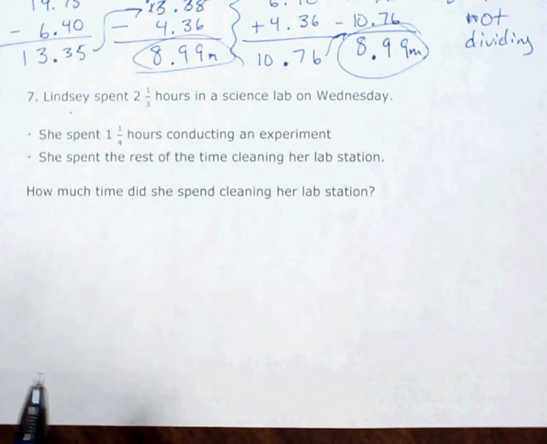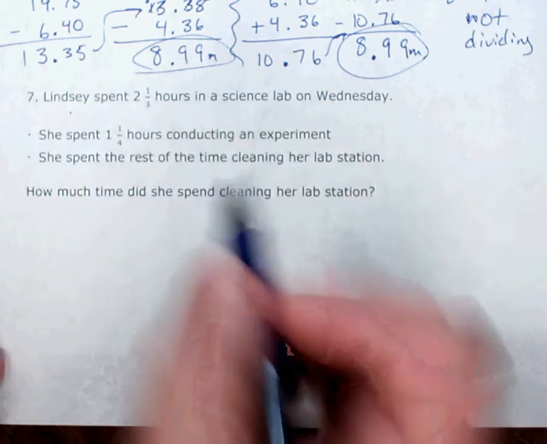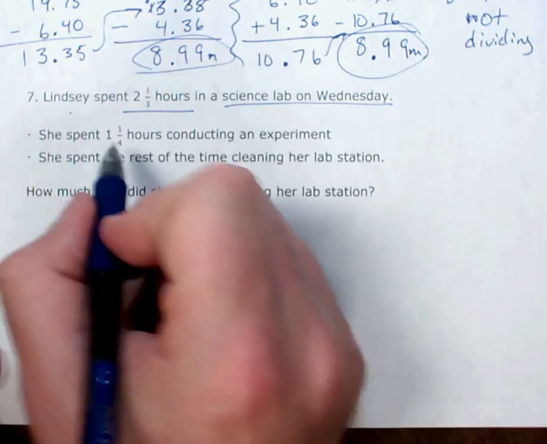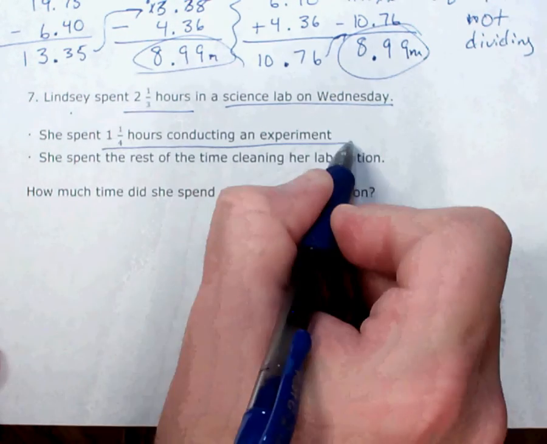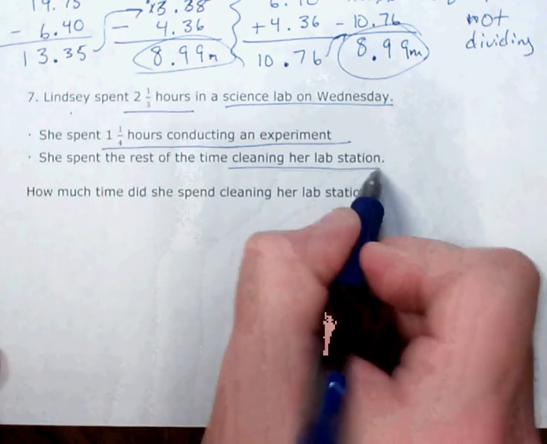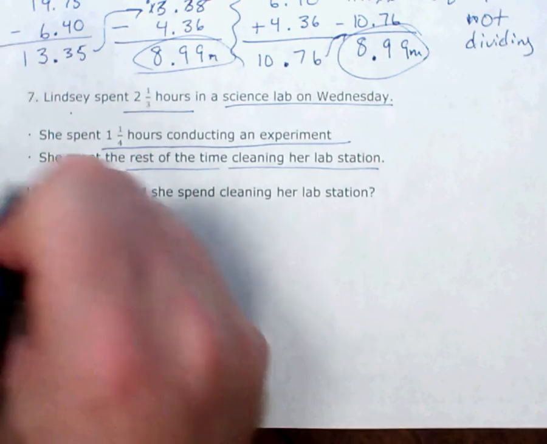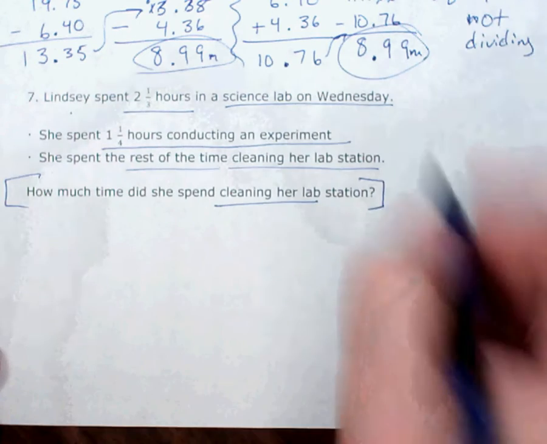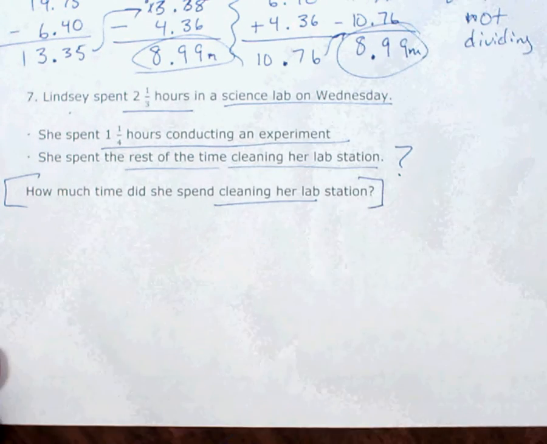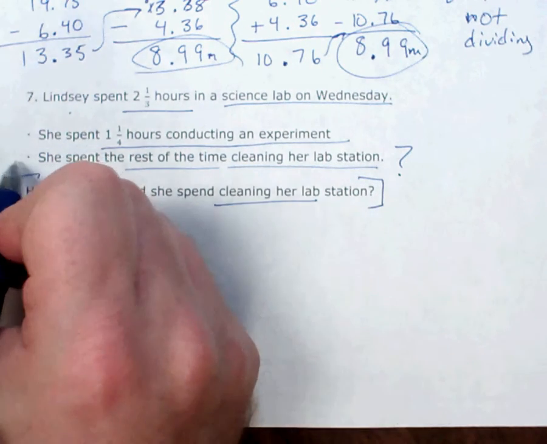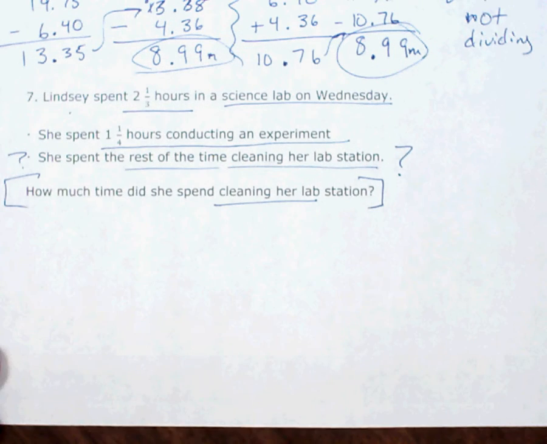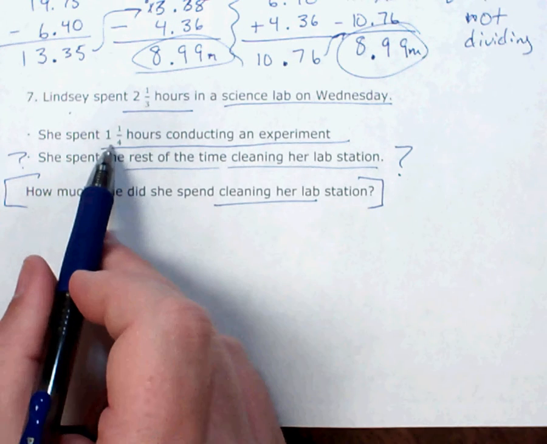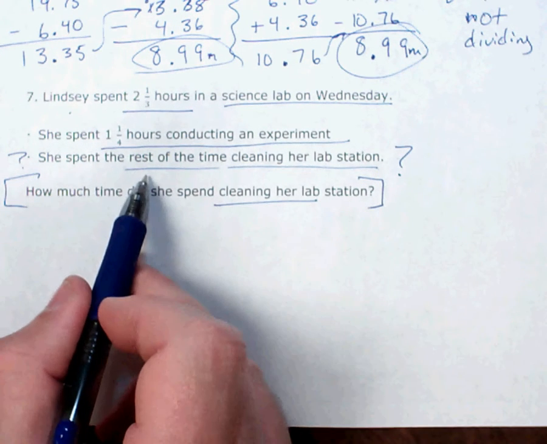Probably several, actually. All right, Lindsay spent 2 1/3 hours in the science lab on Wednesday. She spent 1 1/4 hours conducting an experiment. She spent the rest of the time cleaning her lab station. How much time did she spend cleaning her lab station? So I want to know, basically, what did she do here? I know her total time, and I know the time that she spent on the experiment. So this is the missing piece that I'm trying to find.